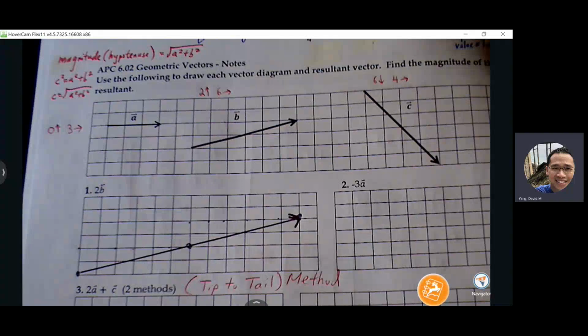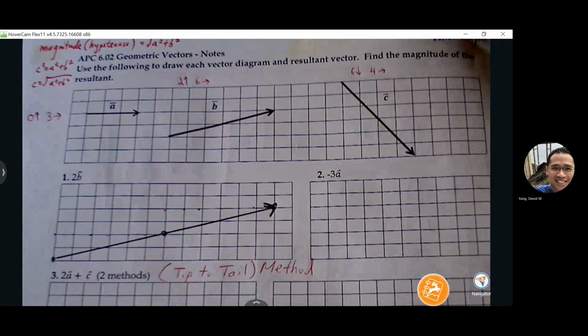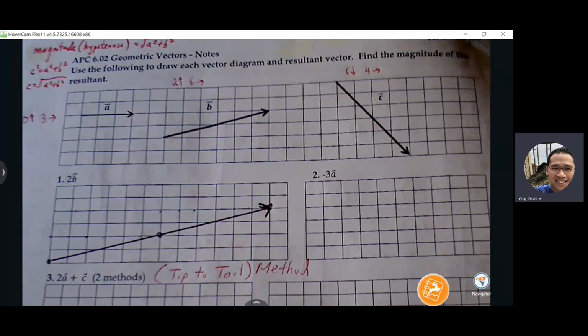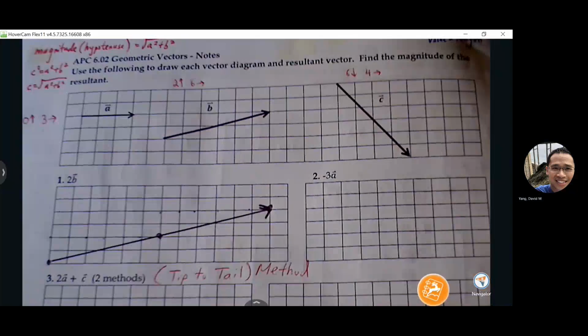So there's my vector. We'll do all the drawing first, and then we'll go back and figure out the magnitude of each.